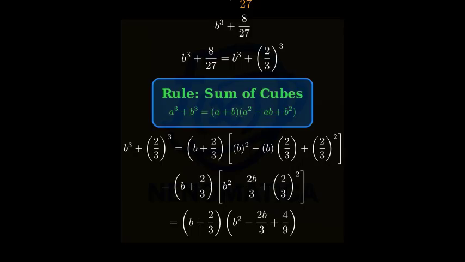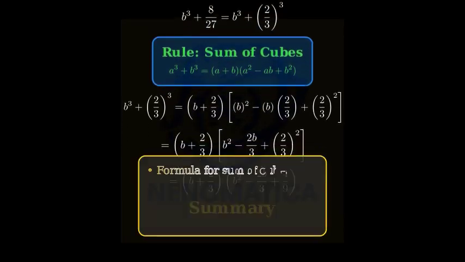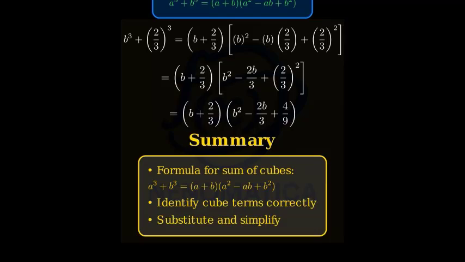Let's summarize what we've learned. To factor the sum of cubes, we use the formula: a cubed plus b cubed equals (a plus b) times (a squared minus ab plus b squared). Let's look at our example.